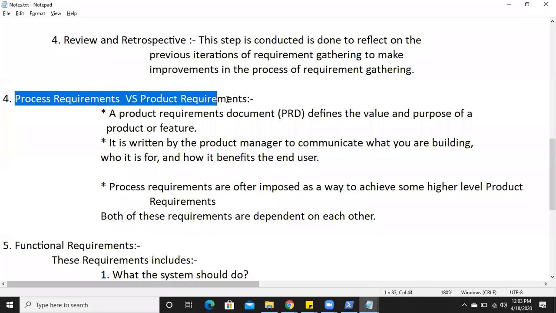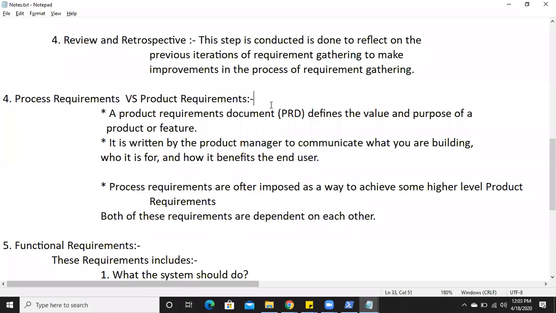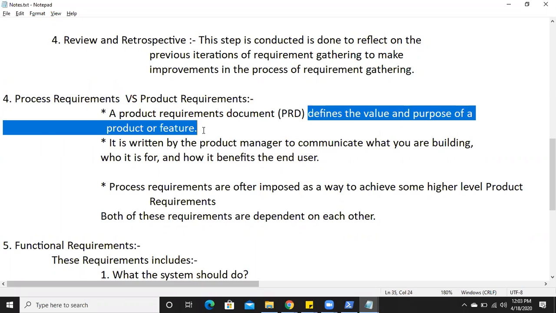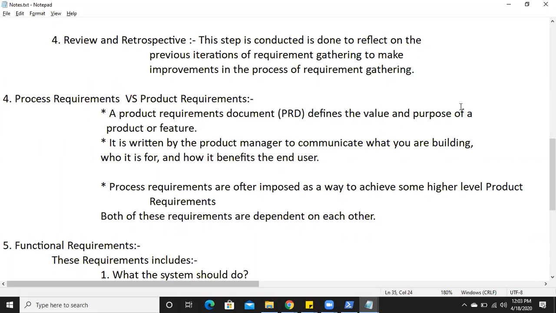The topic is process requirement and product requirement. First we will study the product requirement, and then you will easily get the meaning of process requirement. The product requirement, or you can say it has the acronym PRD, basically defines the value and the purpose behind building that particular product. So that is the meaning of product requirement.